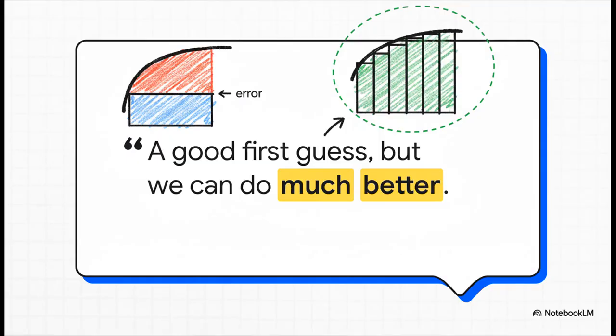Simple. But you can probably see the problem here, right? Look at that gap between the straight top of our trapezoid and the actual curve. That space, that's our error. It's a decent first guess for sure, but there's obviously room for improvement. The good news is, we can do so much better.